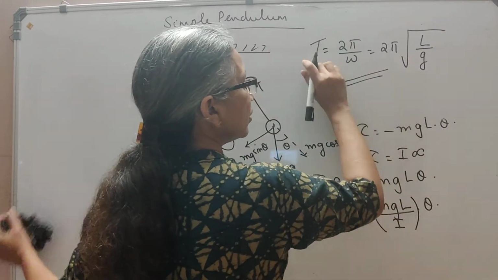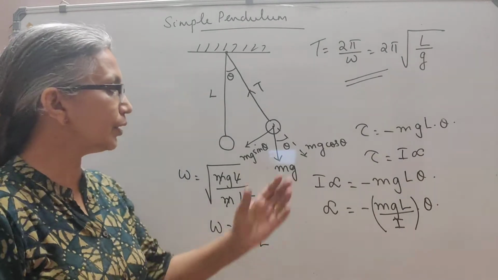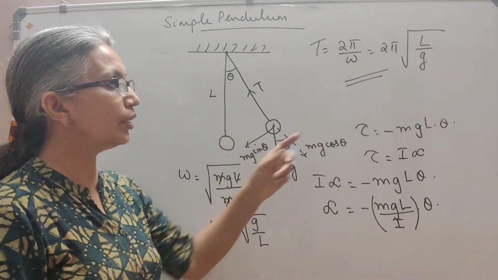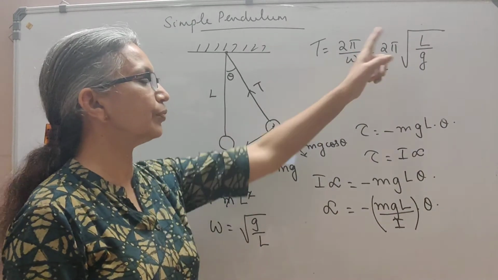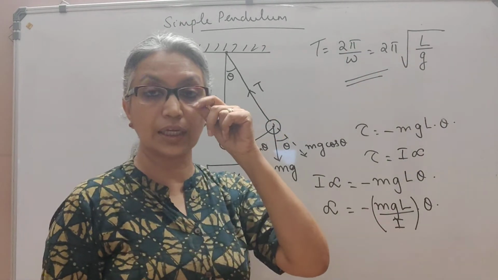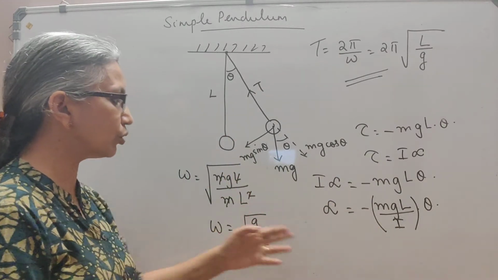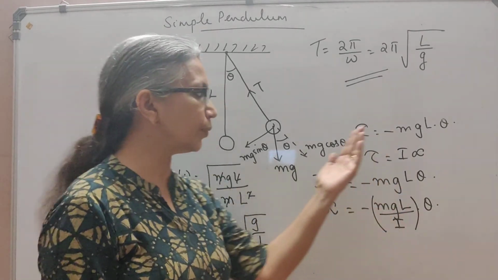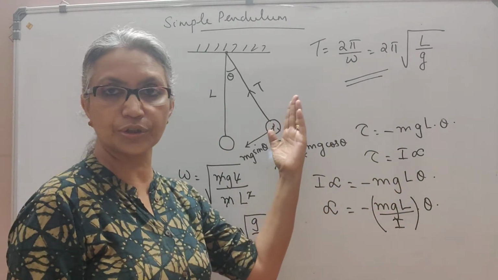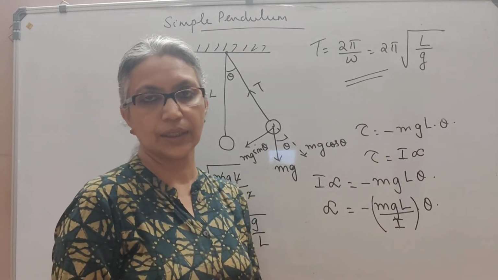Now this equation very clearly tells us that the time period of the simple pendulum is independent of the mass of the ball; it depends only on the length of the string. So we have shown, from this equation being similar to a equal to minus omega square x, that this simple pendulum executes simple harmonic motion. We have also found an expression for the time period.